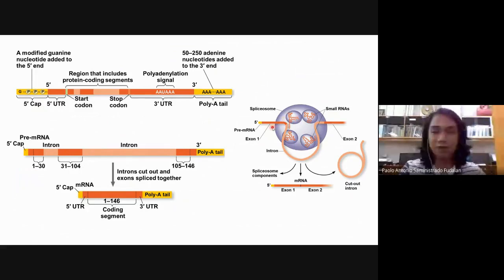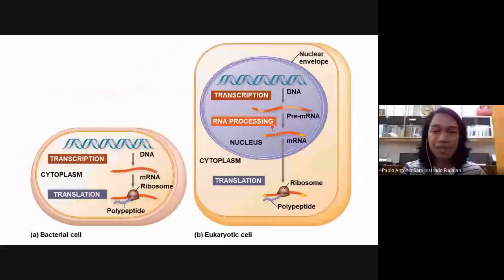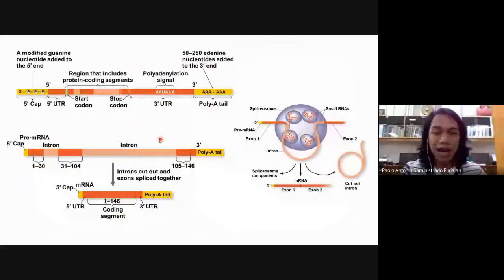All right. So, question, why is it important to add the poly A tail and the 5' cap? Anyone? We're almost done, don't worry.